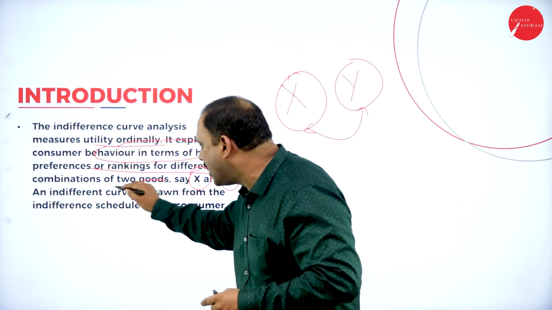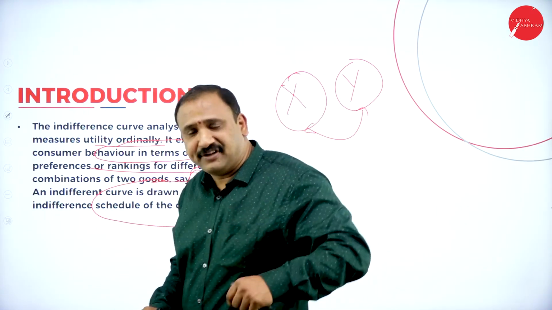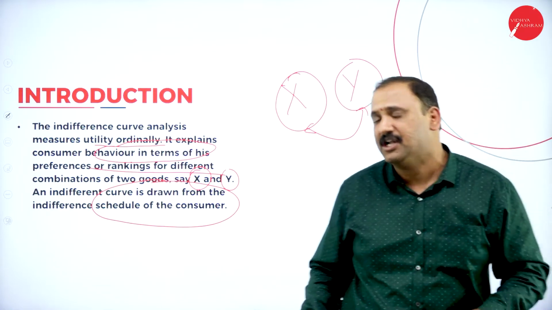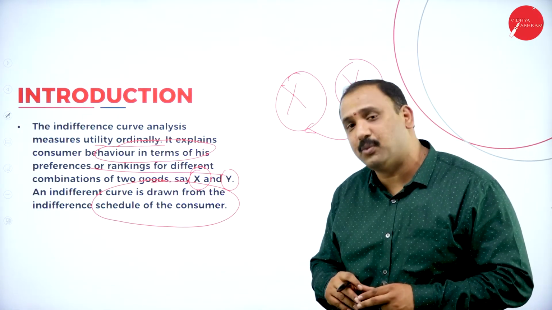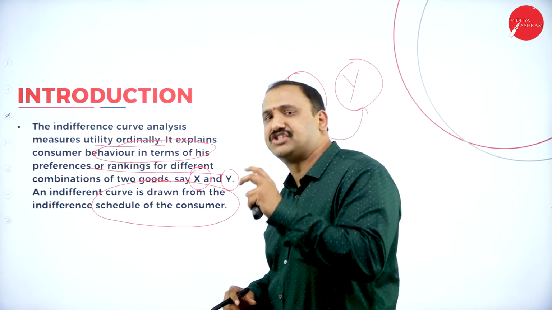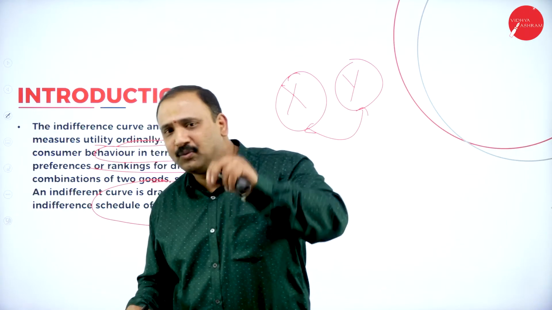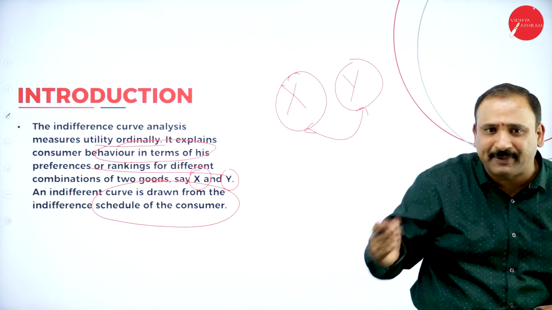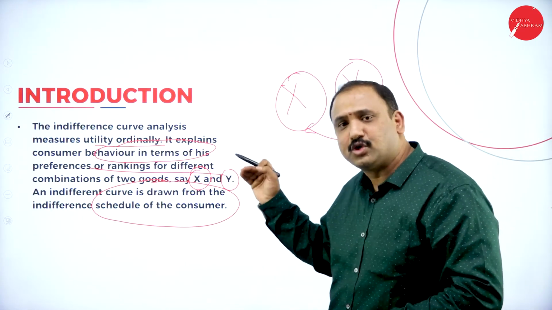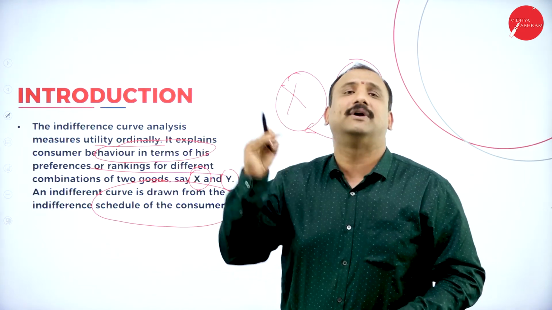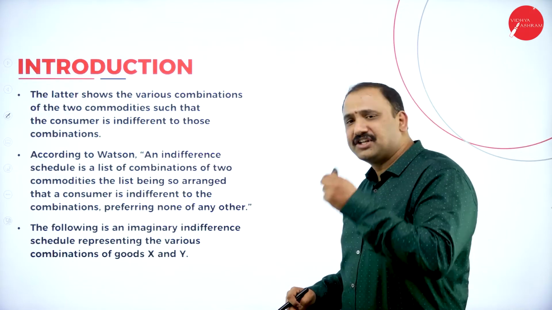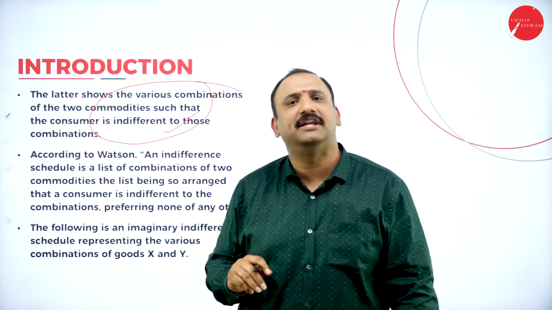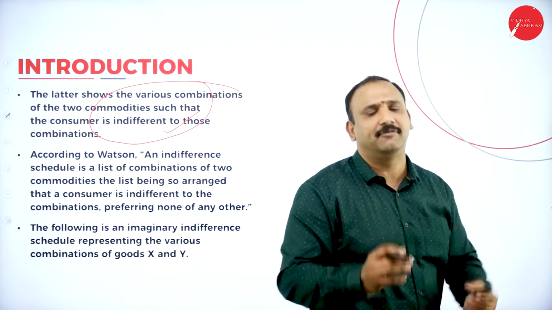An indifference curve is drawn from the indifference schedule of the customer. Definitely, if you start seeing the indifference curve analysis for a particular customer, you will be completely stunned. Why? Because whatever might be the situation, a customer prefers one variety of goods, one type of a particular product over the other. Invariably across the entire year, the customer will show a priority, a preference over the other product. Now, moving further, the schedule shows the various combinations of two commodities such that the consumer is indifferent to these combinations. He prefers it, he likes it, he doesn't want to give up on the combination.